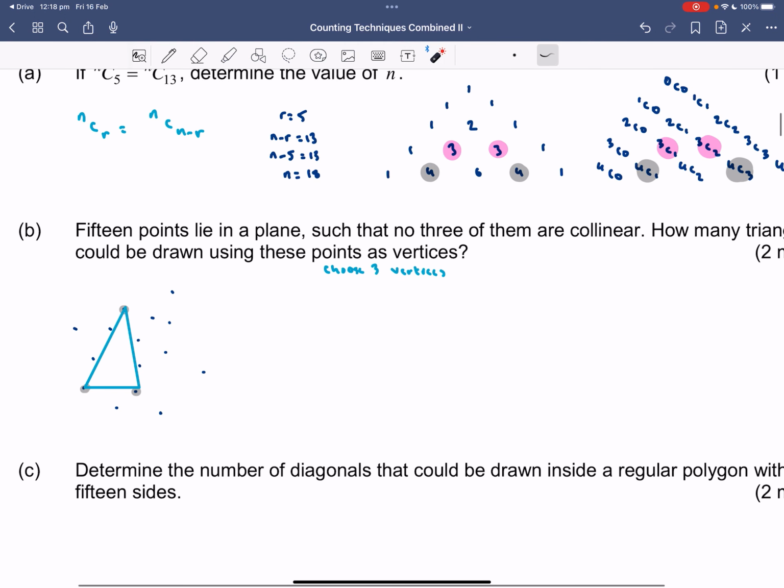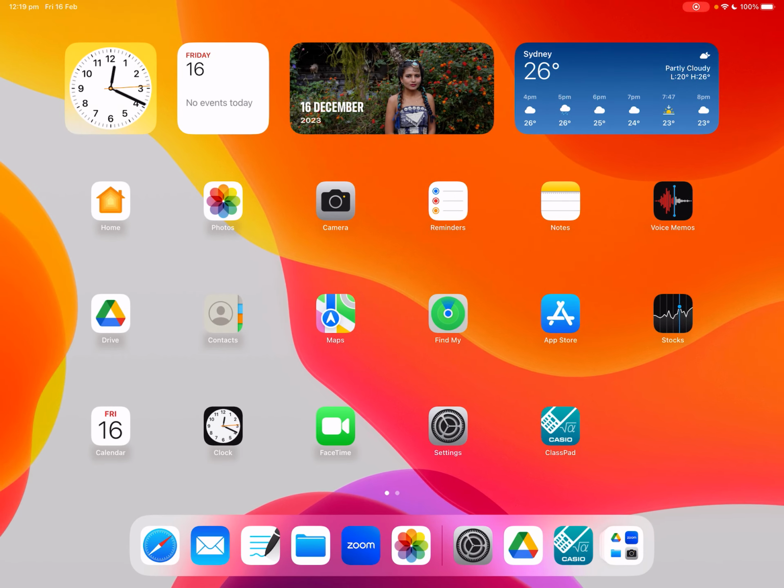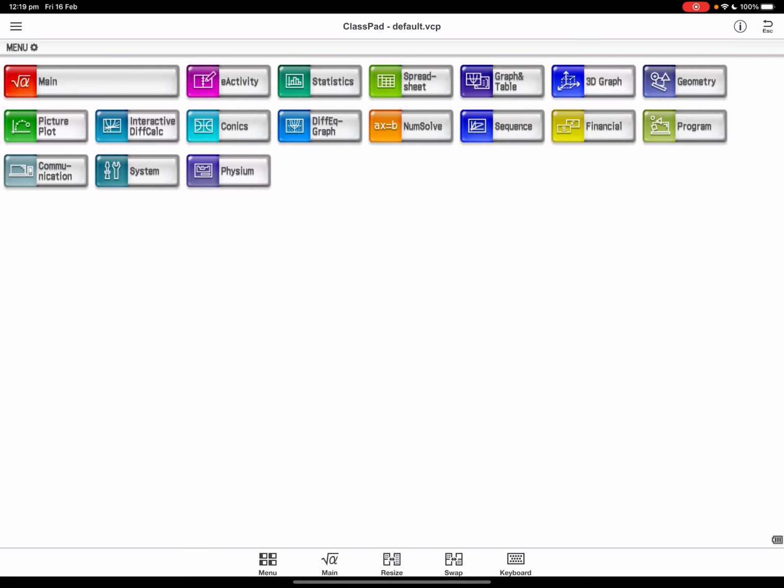How many different triangles can be drawn? It is simply just 15 choose 3, whatever that equals. That is the number of triangles that I can draw. I'm not too worried about that. You can just put that into your calculator. A lot of people, by the way, don't know how to use nCr, which is very easy on the scientific calculator. You just do 15 shift divide 3.